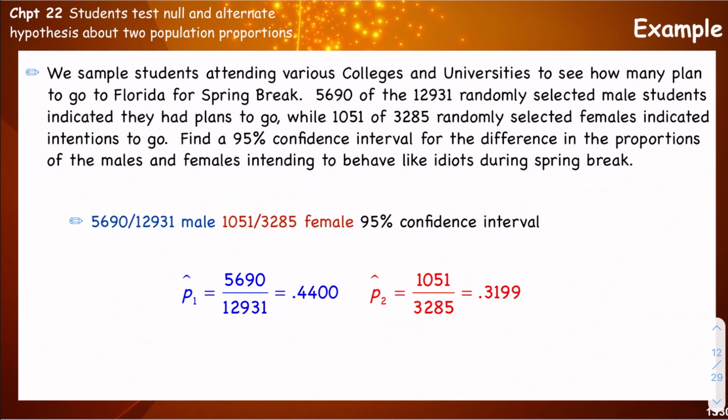So we sample students attending various colleges and universities to see how many plan to go to Florida for spring break. 5,690 of the 12,931 randomly selected male students indicated they had plans to go, while 1,051 of the 3,285 randomly selected females indicated intentions to go. Find a 95% confidence interval for the difference in the proportions of males and females intending to behave like idiots during spring break. And I'm glad we are bringing this up, as spring break is only a couple weeks away.